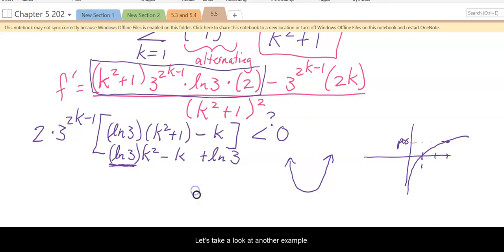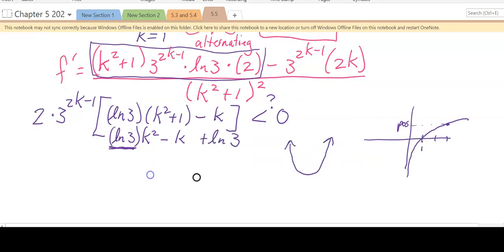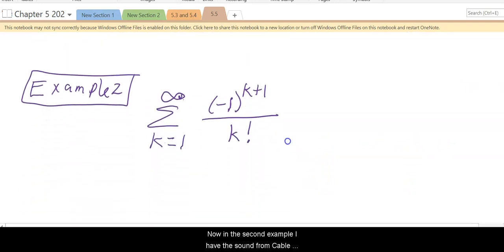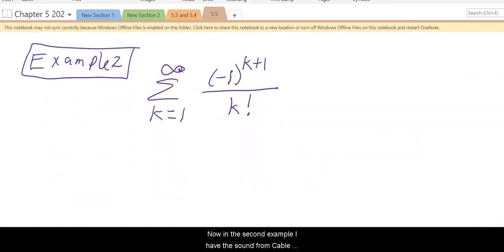Let's take a look at another example. Now, in the second example, I have the sum from k equal 1 to infinity of negative 1 to the k plus 1 divided by k factorial. The last problem we looked at was actually quite difficult. This one is much simpler, as are most problems for the alternating series test.